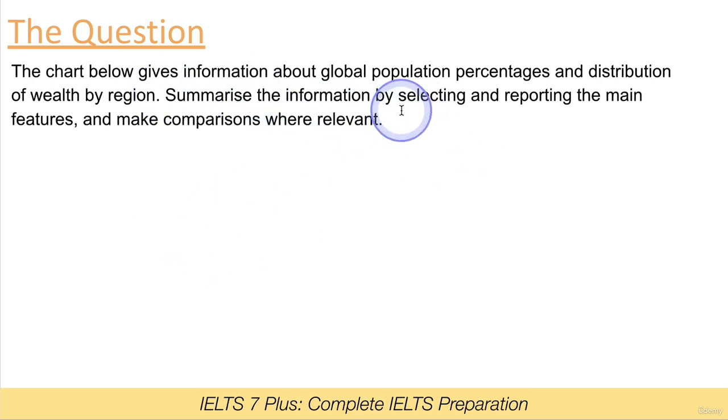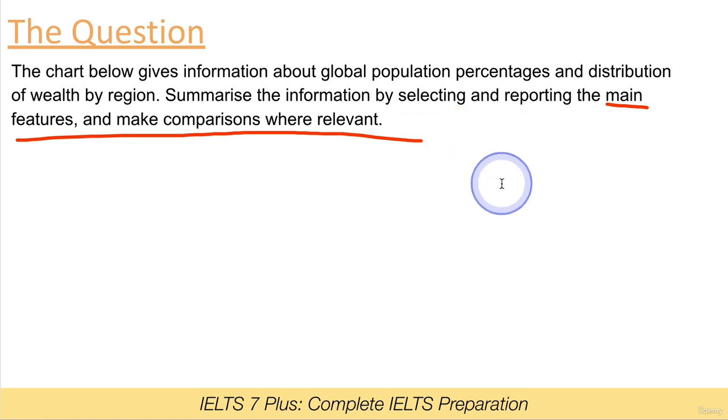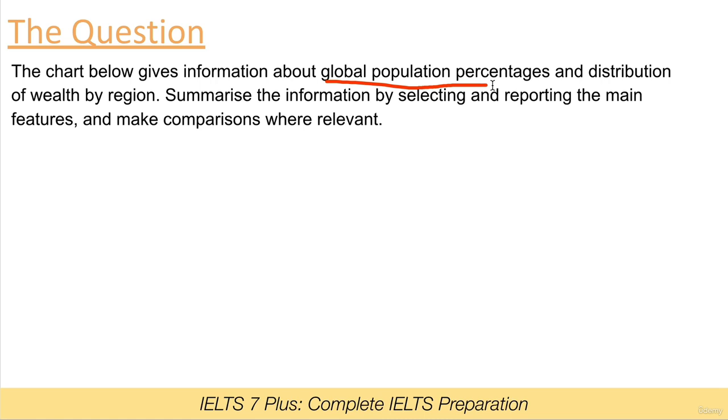Okay, so we've got the same task as always. In task 1, we need to select, report the main features and make comparisons where they are relevant. This time it is about global population percentage and distribution of wealth by region. Okay, let's have a look at the data.